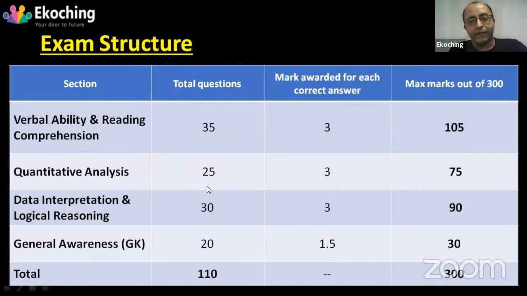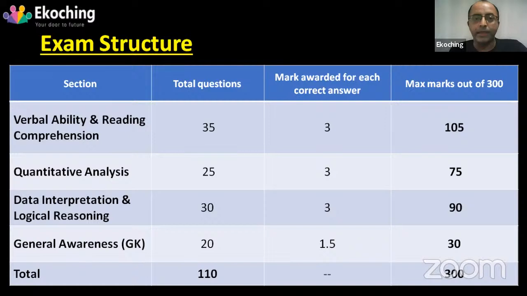Quant, you have 25 questions with 3 marks for correct, and for each incorrect you will have -1. Same we have in verbal. LRDI again 30 questions, 3 for correct and -1 for incorrect. So quant, verbal, reasoning के लिए 1/3 negative marking, plus 3 for correct and -1 for incorrect. General awareness अगर आप देखोगे यहाँ पे तो for each question you will be awarded 1.5 marks.